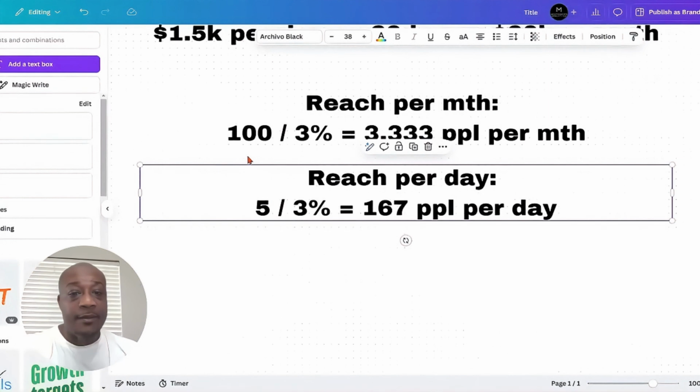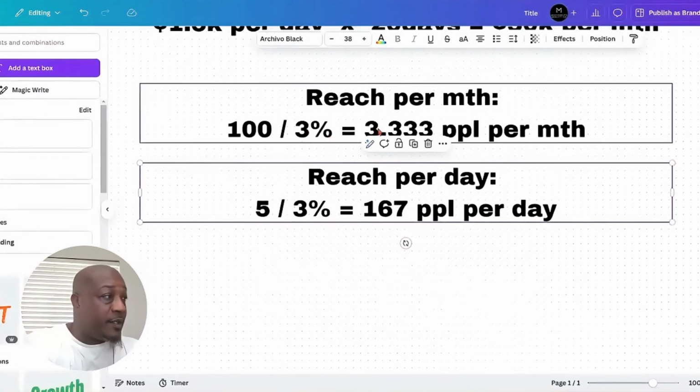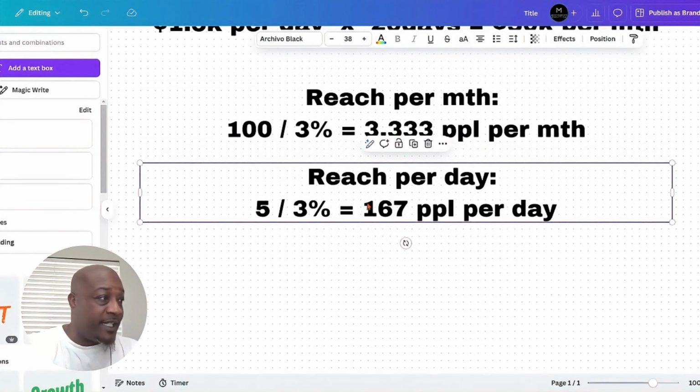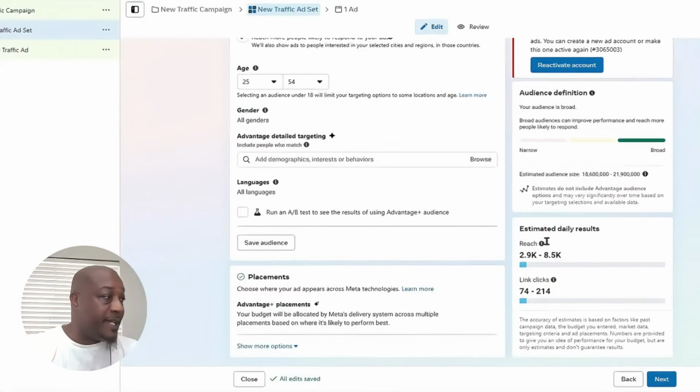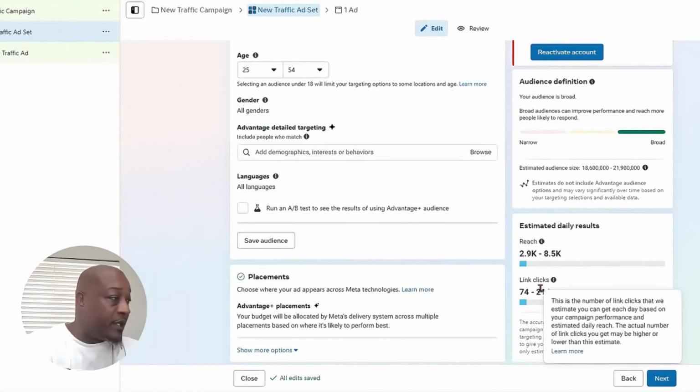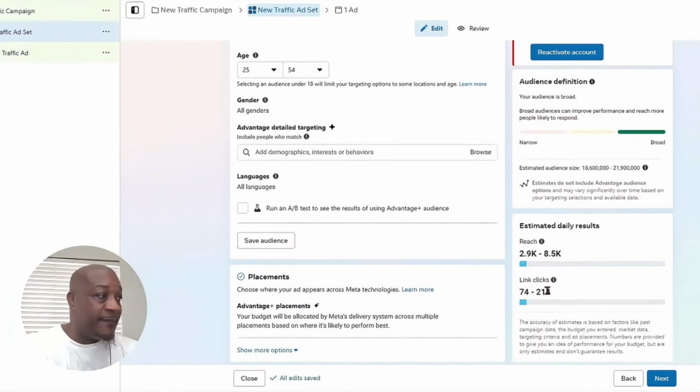Now, when we came here, this told us that we need to reach 3,333 people for the month, and we need to hit 167 people for the day. When you come over here, estimated daily results. This tells us for the month, we should be able to reach between 2.9 thousand to 8.5. That's around what we was looking for. And it told us the link clicks, 74 to 200. So we're looking for anywhere between 74 to 214 people that will actually take a look at your ads.